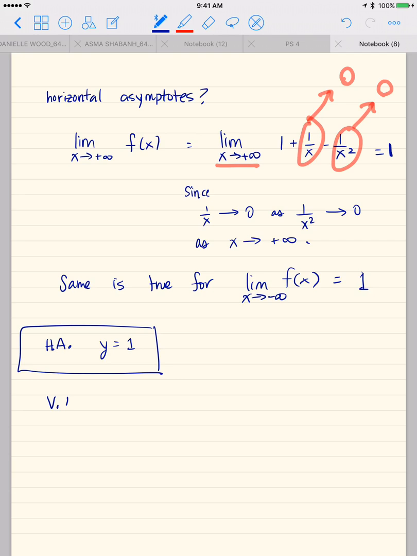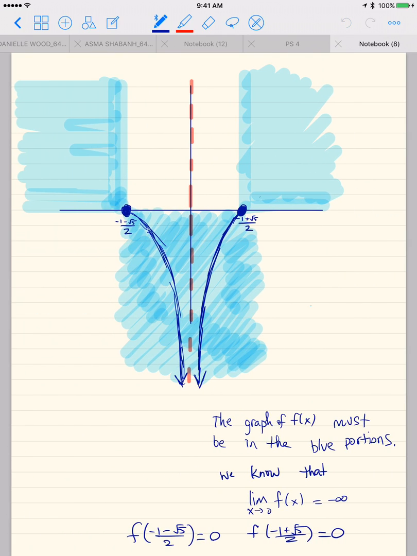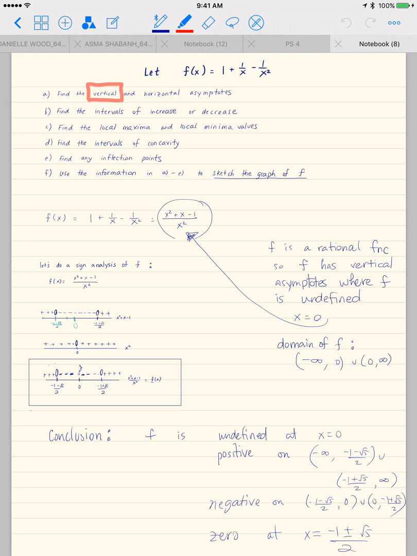And from before, we had that our vertical asymptote is x equals 0. Now, we can go in here and put in our horizontal asymptote at y equals 1. And we know that the long-term behavior of this function is going to be towards that horizontal asymptote. Okay, so we've done number 1, which is the horizontal and vertical asymptotes.